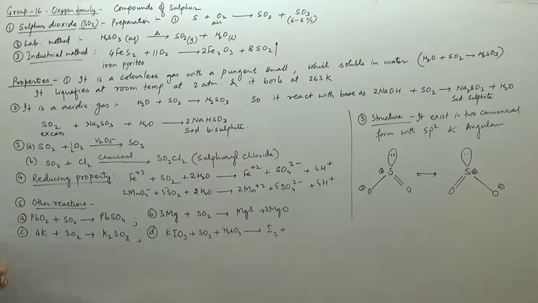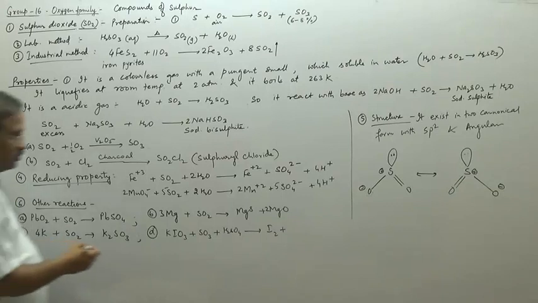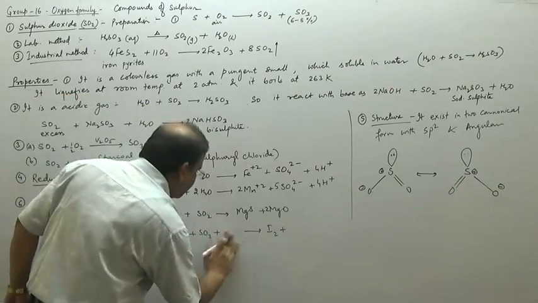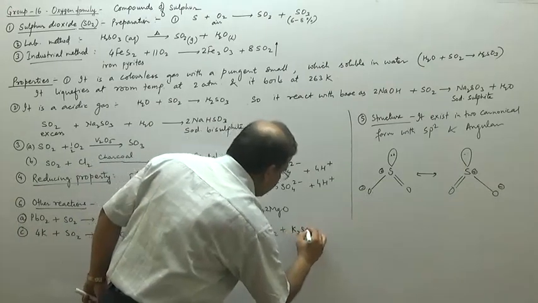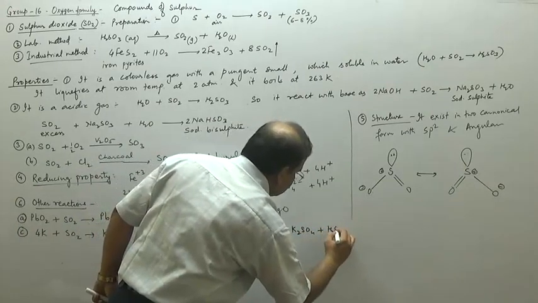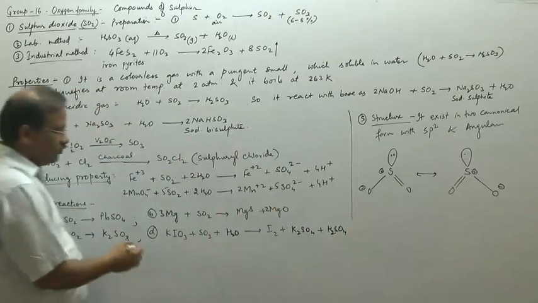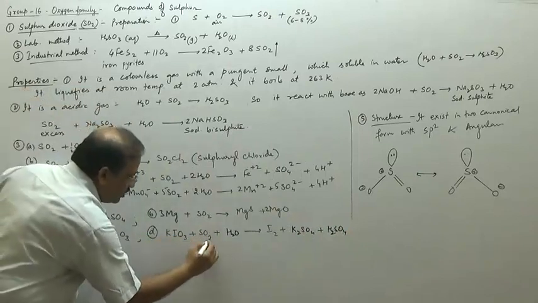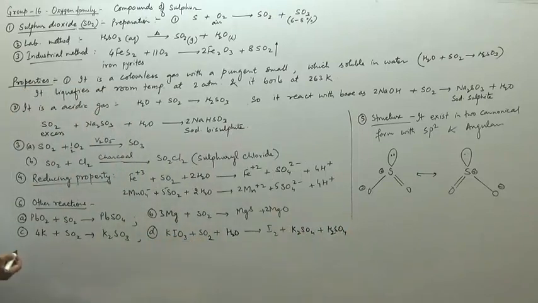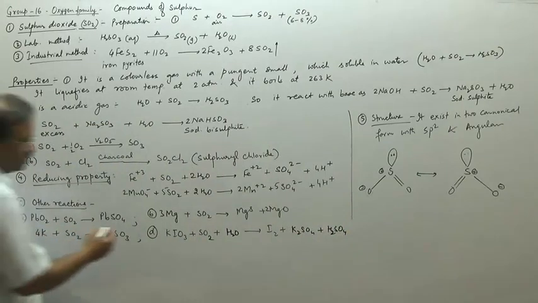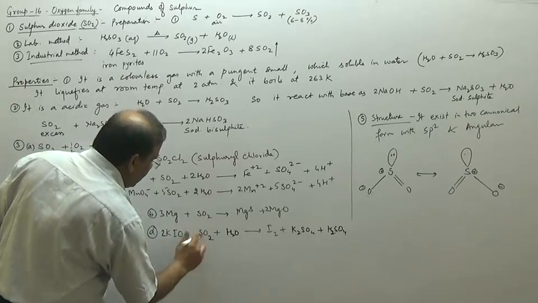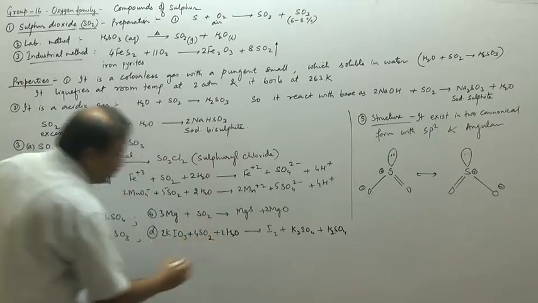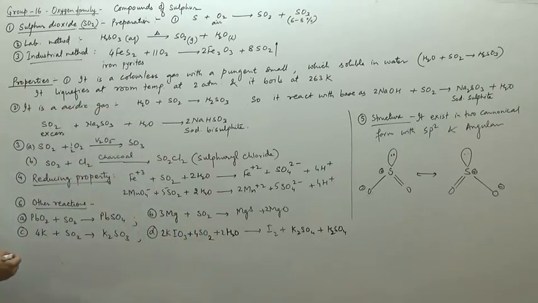The K2SO4, and you can write that it will be in presence of water. So in presence of water, we'll write K2SO4 plus H2SO4. That is how the product of the reaction can be. So this is SO2, not SO3. So we can write that KIO3 reacts with SO2 and water.